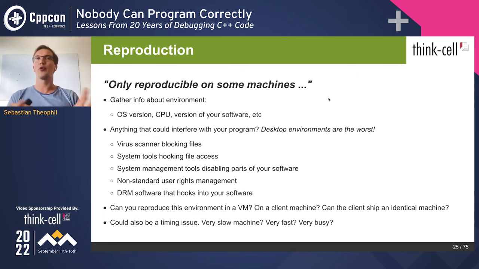And here it is important not to focus too early on one possible cause of a problem. Maybe the problem is only reproducible on some machines, but maybe it's still a timing issue. Maybe these machines are very slow. Maybe they're very fast. Maybe they're very busy. So it's important that early, while we're still looking for reproduction, to keep an open mind and not to make too many assumptions, and always think, well, it could be something else entirely as well.